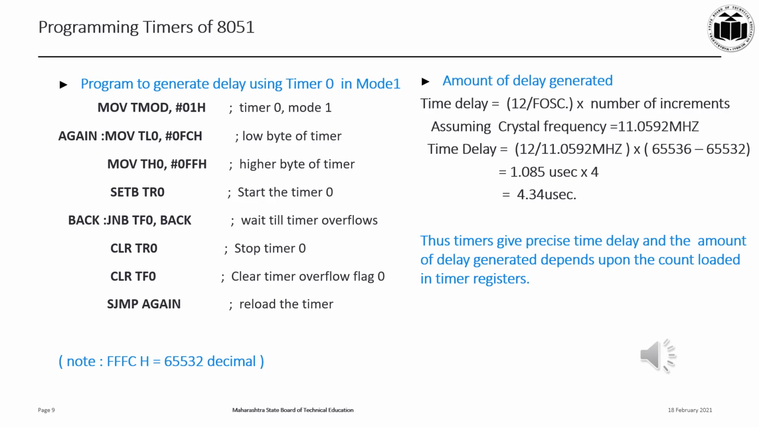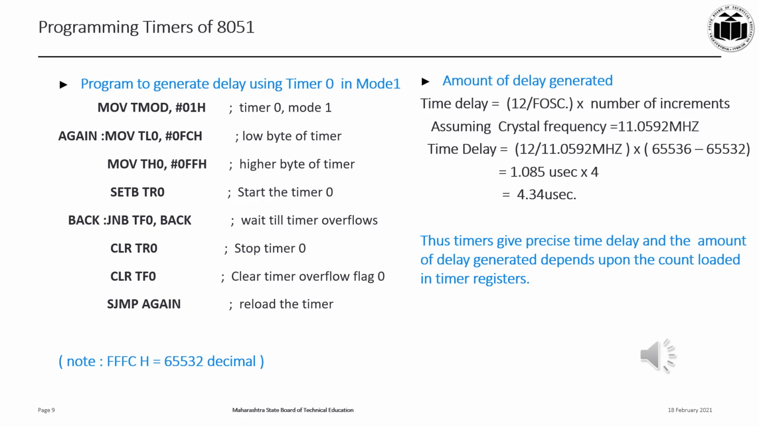stands for 65532. Now let us calculate the amount of delay generated by this timer program. The time delay generated by timer is given as 12 by F oscillator, which is the time taken for one machine cycle, multiplied by the number of increments made by the timer to overflow. Assuming crystal frequency as 11.0592 MHz, time delay is given as 12 upon 11.0592 MHz multiplied by the number of increments. Number of increments can be found by the final count minus the initial count.